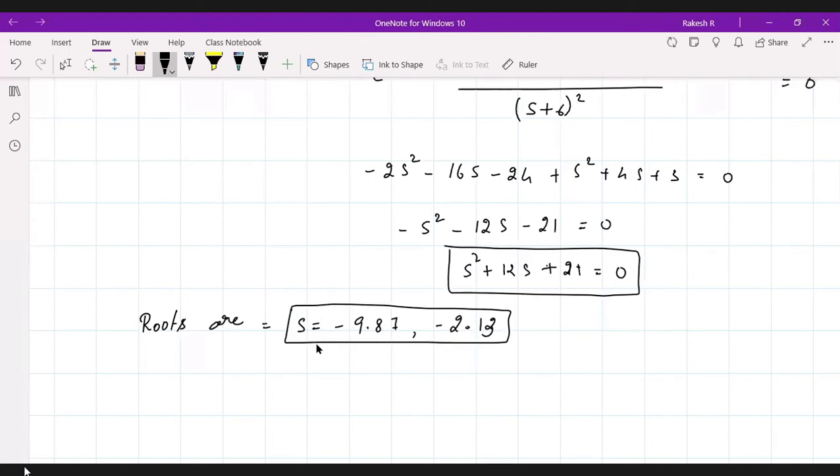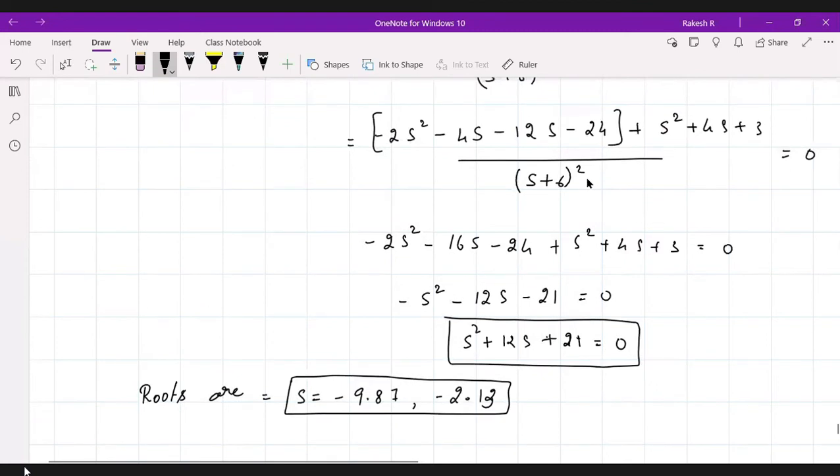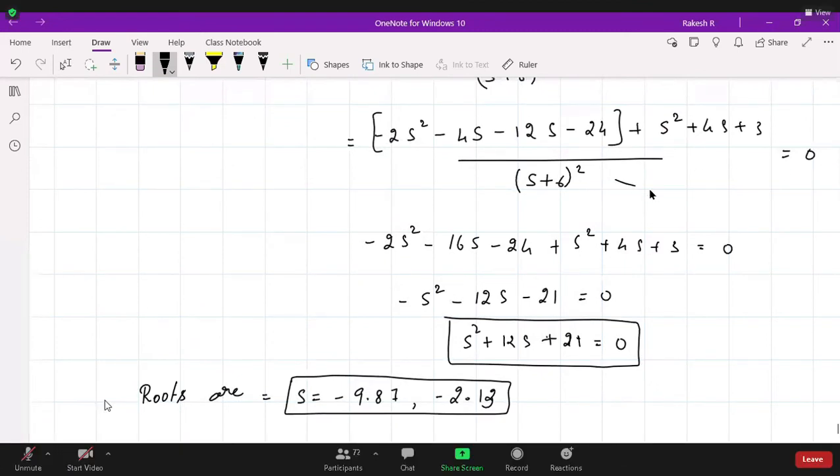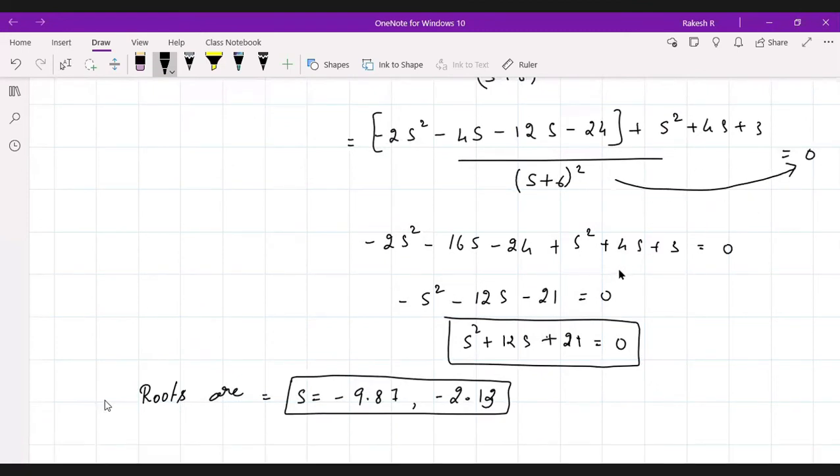Right. But here you can see, sir, where does the denominator go? The denominator gets multiplied with 0. I'll be carrying that to the right hand side. 0 into this becomes 0, right? This equation is equal to 0. Got it? Yes sir.